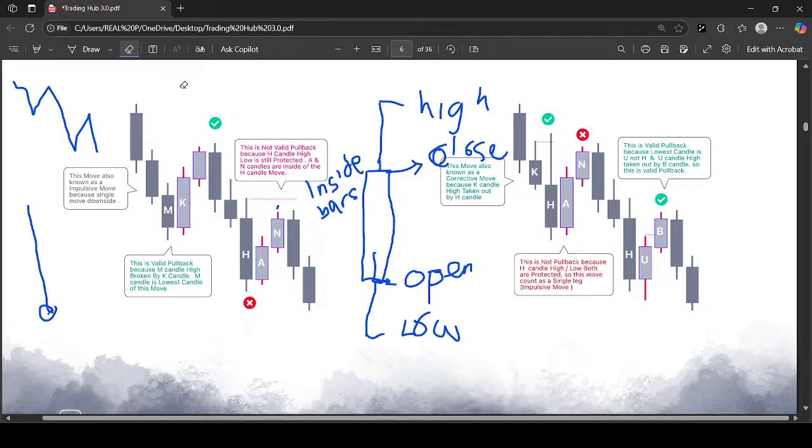It is simply because of two reasons. Number one, A candle is not the lowest low here. Number two, N candle did not take H candle's high. Let me go in a simpler way. The reason this is not a valid pullback is because H candle's high was not taken. The high of H candle, which is this point, was not taken out by any candle, be it A candle or N candle. It was not swept.